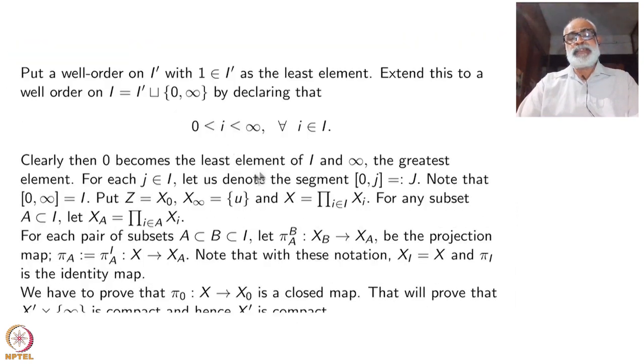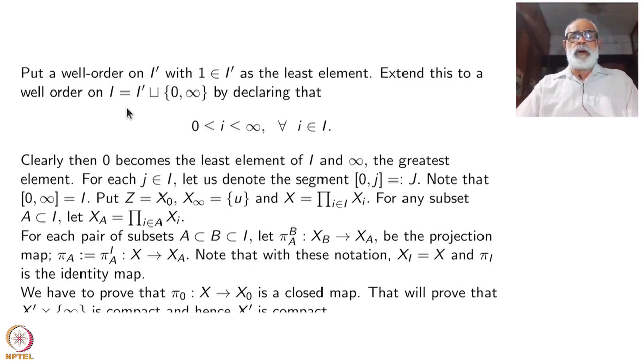So here is the first step, which will tell you what kind of tricks we have to do in employing the principle of transfinite induction. Put a well order on the set that is important, namely the indexing set I prime. Let us denote the least element there by 1. Okay, 1 belonging to I prime is the least element. Take any order, no problem. It must be a well order, that's all.